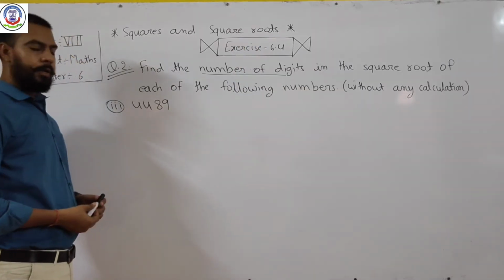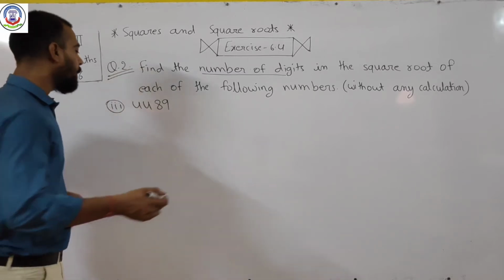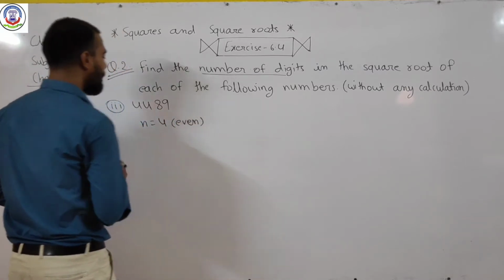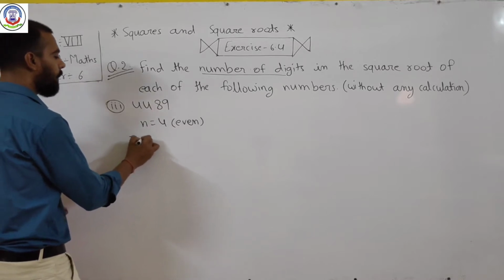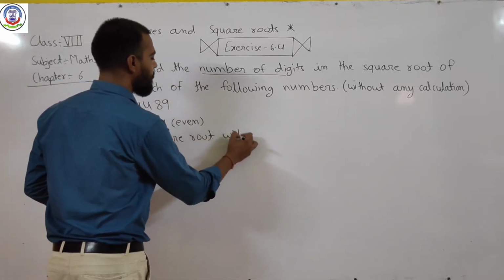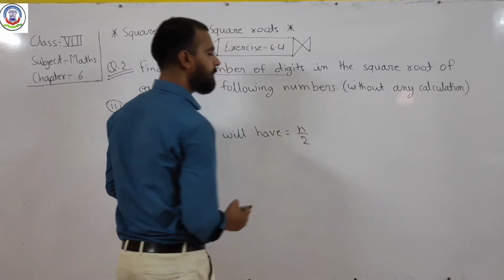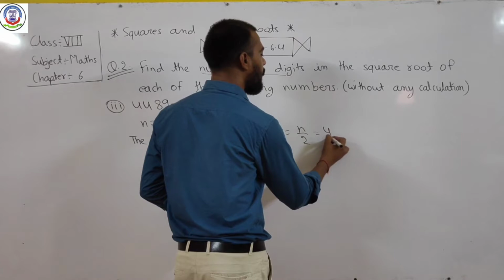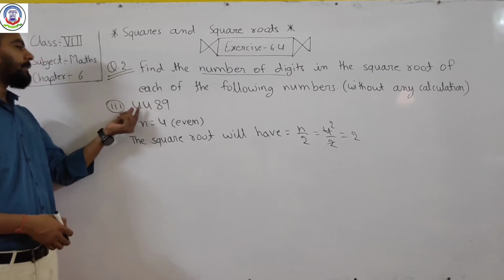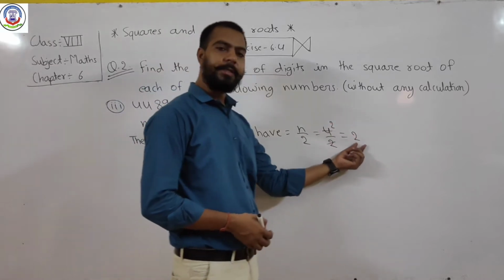Okay, in the third question we have 4 digits. In 4489 the number of digits is 4, and 4 is an even number, then we will write that the square root will have n upon 2 digits. Okay, that means 4 upon 2 digits, so in the square root of 4489 there will be 2 digits.